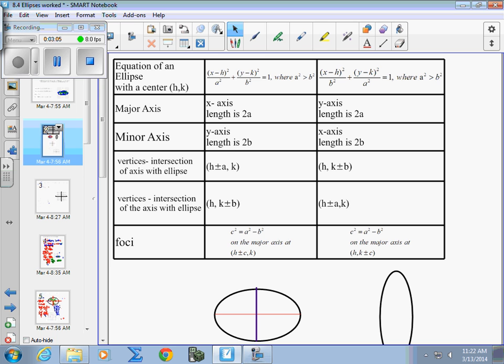So on your blue sheet, I have given you the formulas for an ellipse that is horizontal and an ellipse that is vertical. I have also given you the information for the vertices, how to find those. We'll work those in a few minutes. And the equation for the focus is C squared is equal to A squared minus B squared.